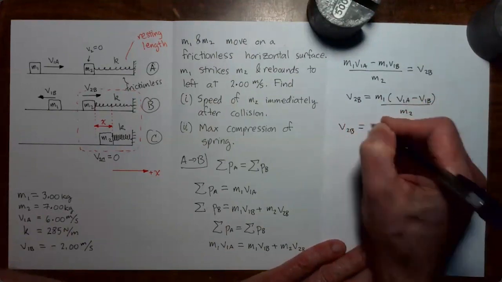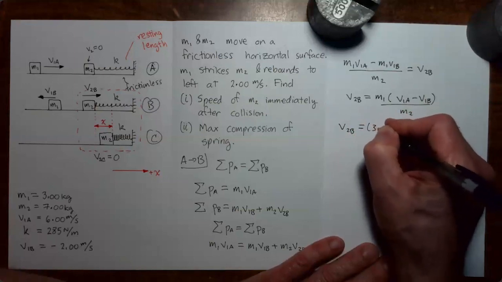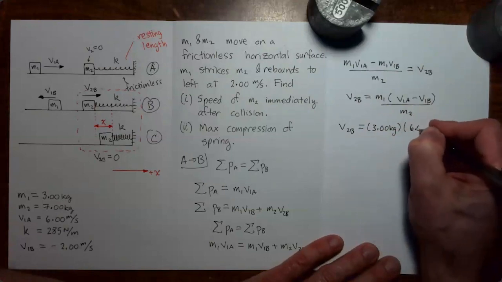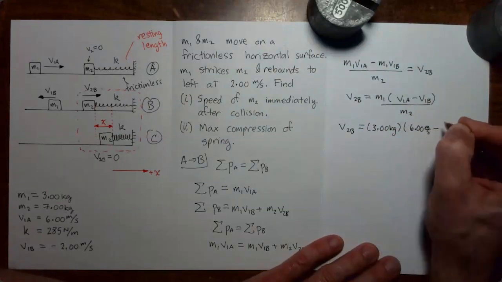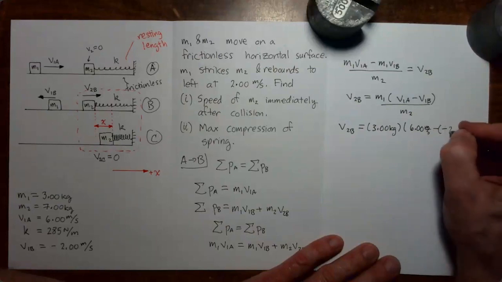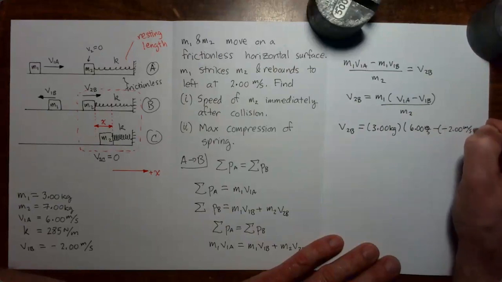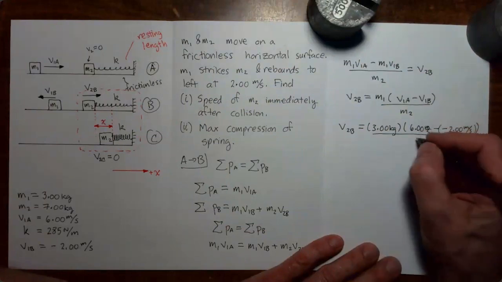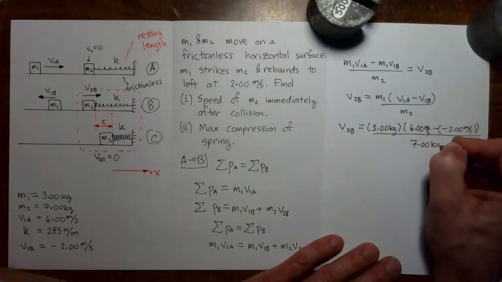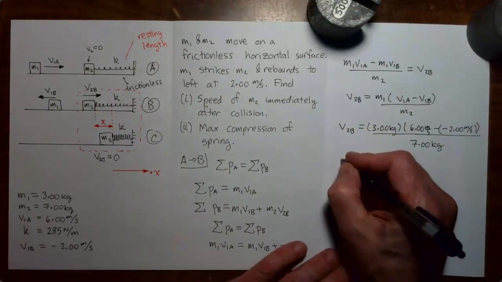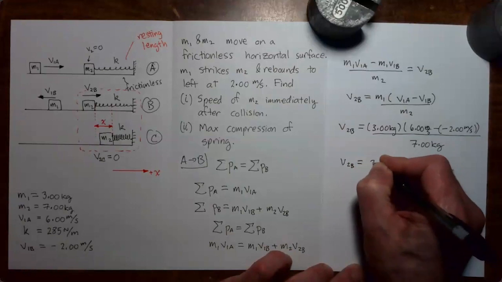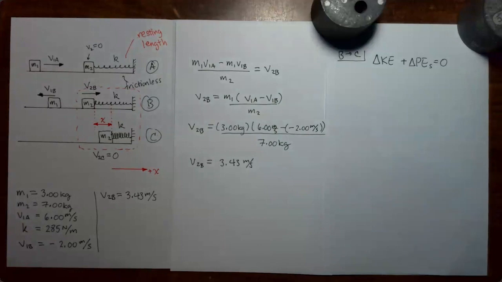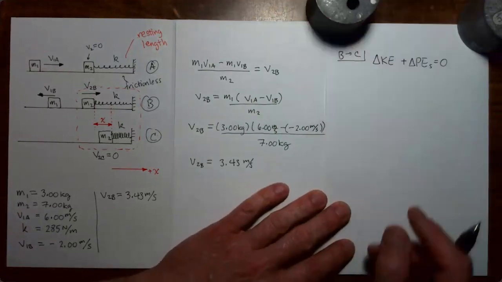Now substituting m1, 3 kilograms, v1a, 6 meters per second, then minus 2 meters per second, divide by m2, 7 kilograms. This gives me v2b equals 3.43 meters per second.